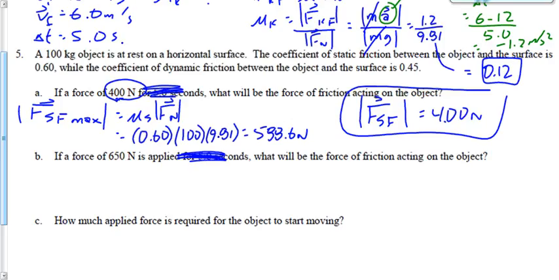I push with 400, it doesn't move, therefore friction is going to just be static and it's going to be 400. Push with 650, does it move now? Yeah, it does, because now I've exceeded the maximum possible force. So what kind of friction do I have now that it's moving? Kinetic friction. And what's the value of kinetic friction? 650, 400, 588.6.